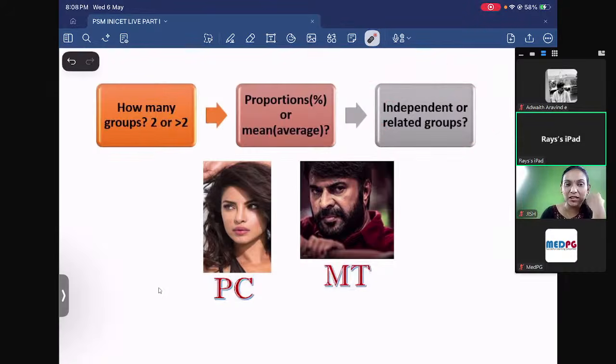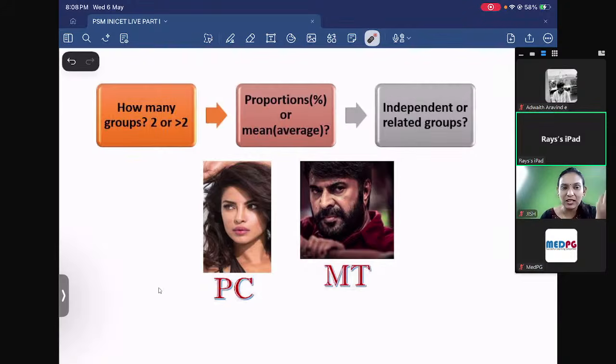If the groups are independent, you go for an unpaired t-test. If the groups are related, you go for a paired t-test. So you got a mean or quantitative data. Remember MT, so it is t-test. Then you see that the groups are related, then you go for a paired t-test. If the groups are unrelated, you go for an unpaired t-test.